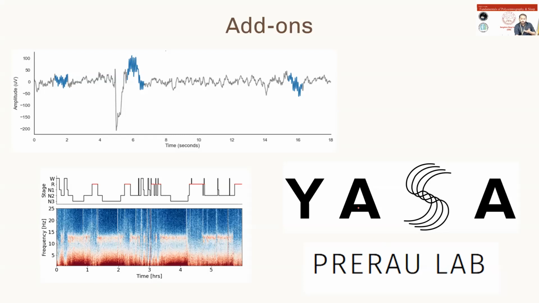Another amazing tool is called YASA from Raphael Vallat. As a lab, we are huge fans of this particular package. YASA stands for Yet Another Spindle Algorithm. It's an automated way to identify spindles, and it will highlight the spindles. Once the spindles are detected, you can quantify them. What is the mean frequency? What's the duration? What's the amplitude? Is it symmetric? You can get tons of parameters.